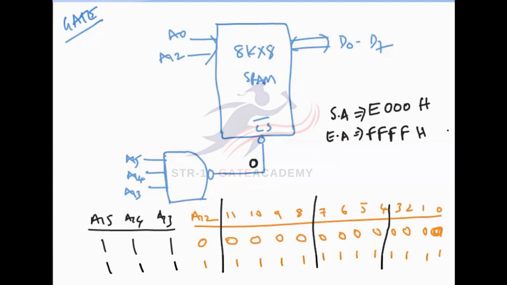So these types of questions are expected here. When the memory's starting address and ending address are mentioned, from these two we have to find out the number of address lines connected. Or from the given memory, we have to find out the starting address and ending address, E000H to FFFFH.